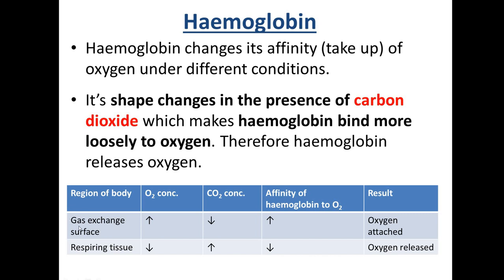So in the gas exchange surface, the oxygen concentration is very high, carbon dioxide concentration is very low. So therefore, because the oxygen concentration is high, the affinity of haemoglobin for oxygen is very high, i.e. it'll take up oxygen very easily. So oxygen becomes attached to the haemoglobin. In the respiring tissue, the oxygen concentration is low, but the concentration of carbon dioxide is very high. And because of that, the affinity of haemoglobin for oxygen is very low, so it binds less readily, or it dissociates and gives off the oxygen to the tissues.